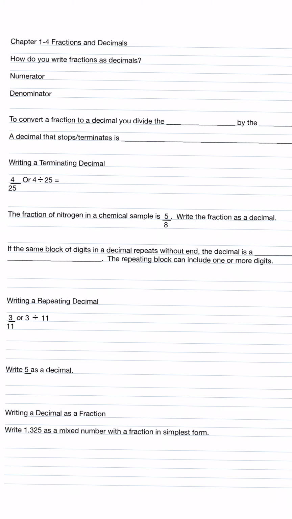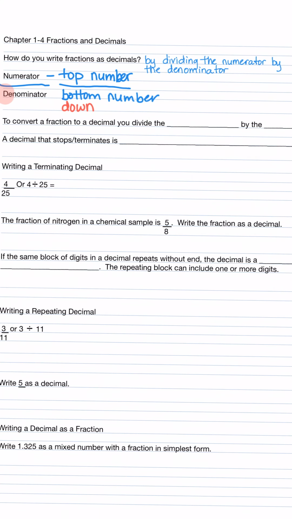So, how do you write fractions as decimals? You write a fraction as a decimal by dividing the numerator by the denominator. To understand that, you have to know what the numerator and denominator are. The numerator is the top number in a fraction, and the denominator is the bottom number. I remember it because denominator starts with a D, and so does down. D, down, the bottom number. So the words you want to fill in this next sentence: to convert a fraction to a decimal, you divide the numerator by the denominator.